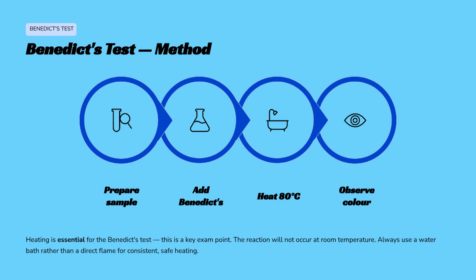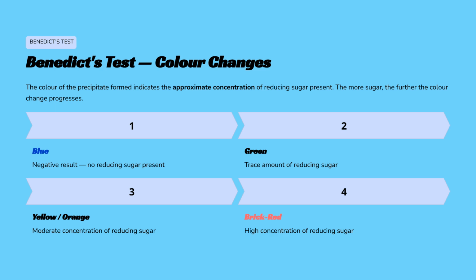For the Benedict's test method, prepare your sample, add the Benedict's reagent, and heat it in an 80°C water bath. Heating is essential for the reaction to occur. Never use a direct flame. The color change in the Benedict's test indicates the concentration of reducing sugar. A blue solution is a negative result. A green, yellow, orange, or brick red color indicates increasing amounts of sugar, with brick red showing the highest concentration.